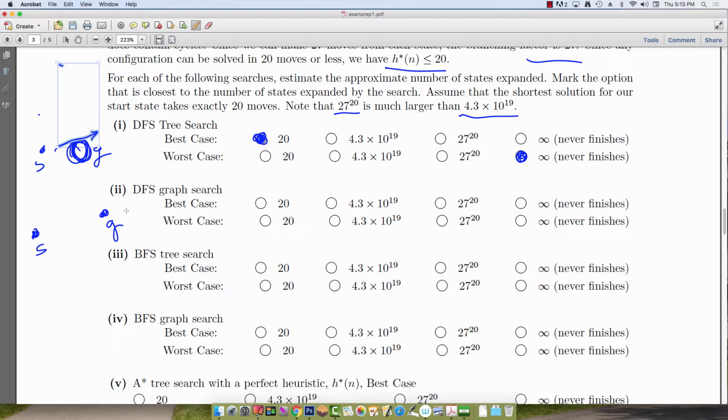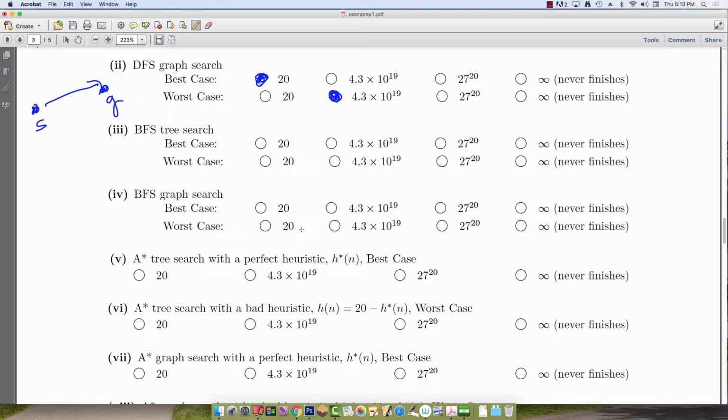So in the best case, again, we just go right to the goal. In the worst case, we can't get stuck in a cycle because we can't revisit the same states again. However, in the worst case, we can be searching in the completely wrong direction. We have no guarantee of when we find the goal, since DFS is just randomly looking around, kind of like searching the deepest path first. And so in the worst case, we're looking at every single node in the graph, and the number of nodes in the graph, again, is 4.3 times 10 to the 19th.